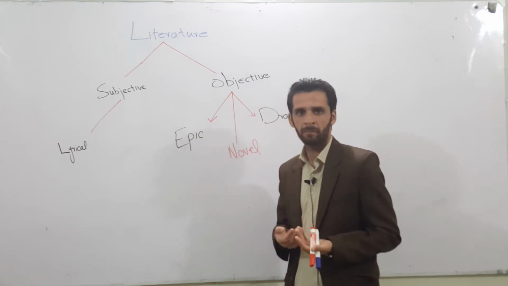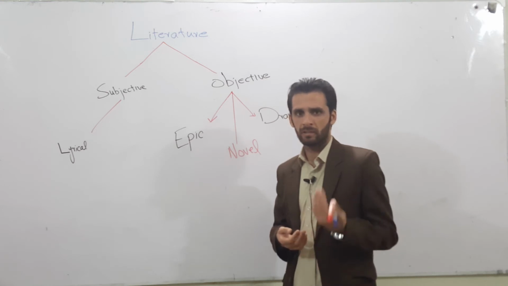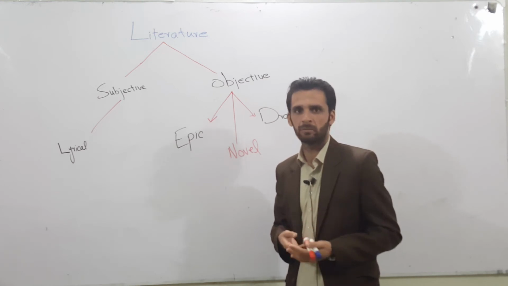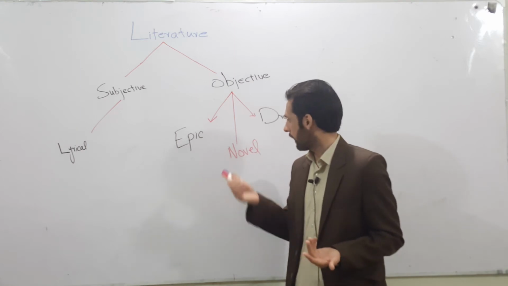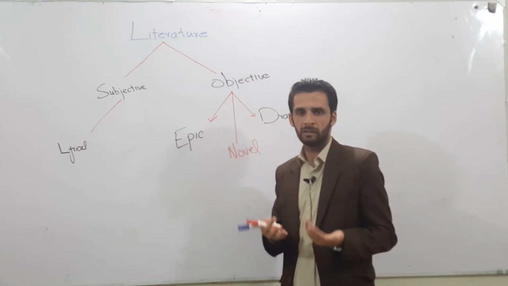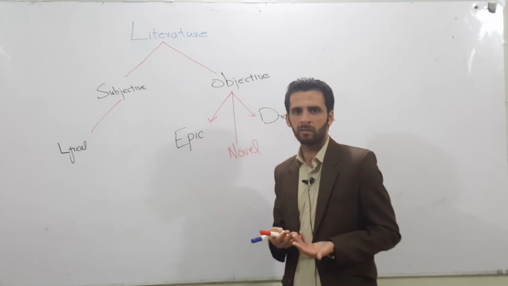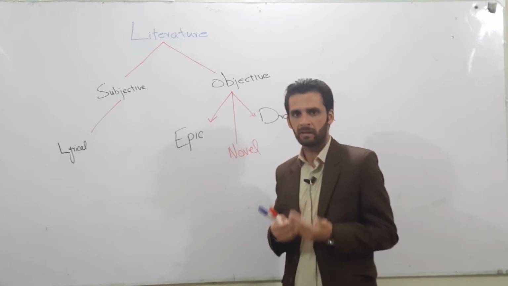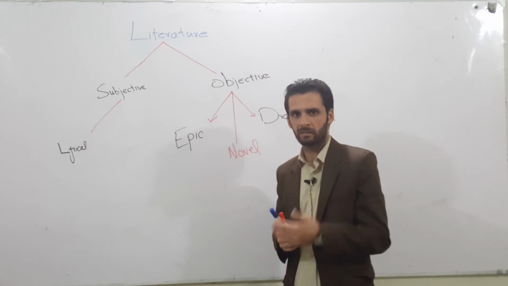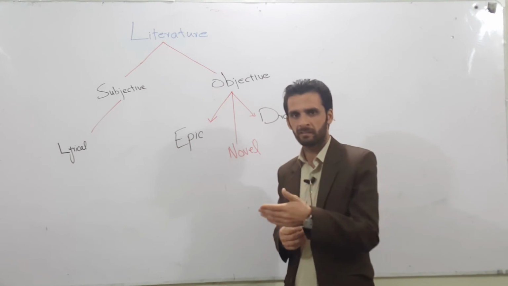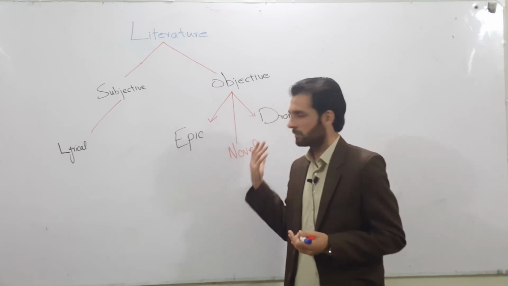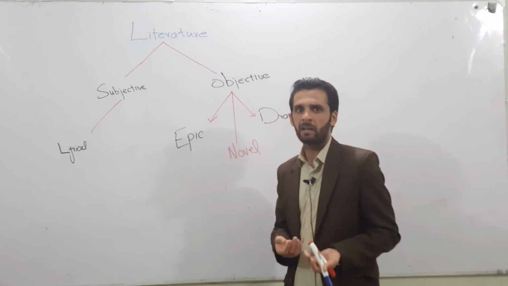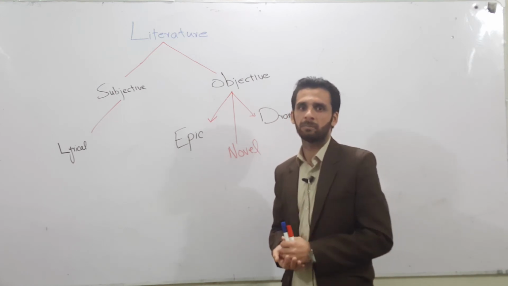Suppose the epics Iliad and Odyssey, the motivation for those pieces was from the outside world, from the Trojan War. Same is the case with the novel. The Victorian novels were inspired by the external factors, by the external society, by the happenings in the society of that time. Same is the case with dramas, they are externally inspired.